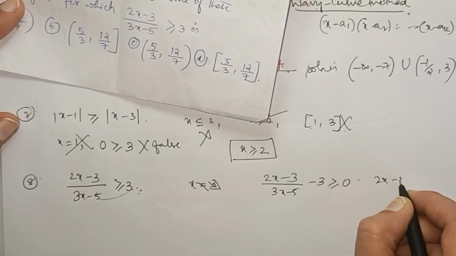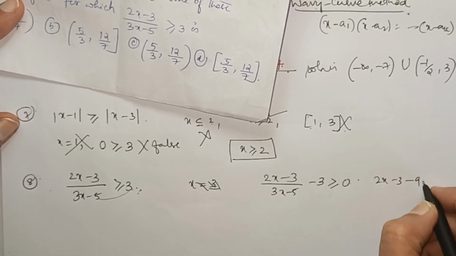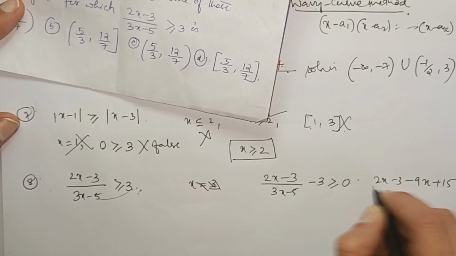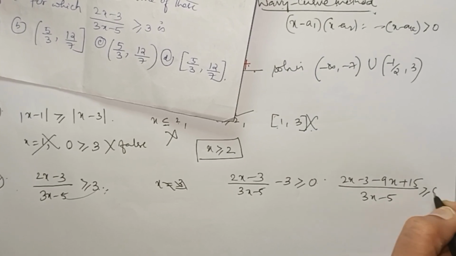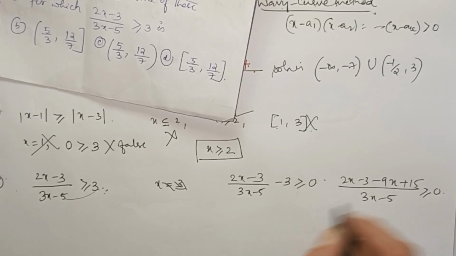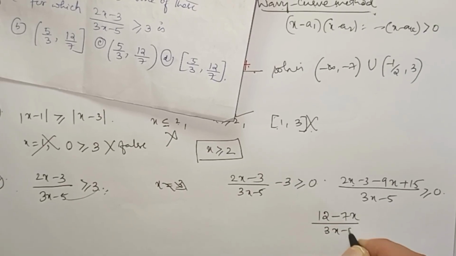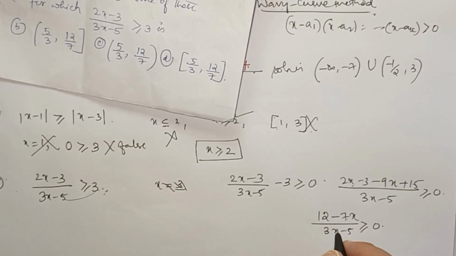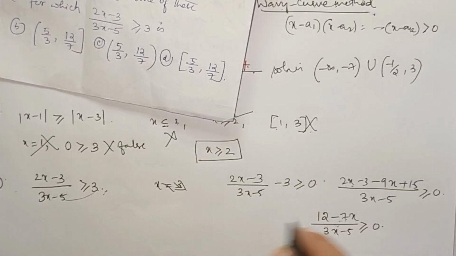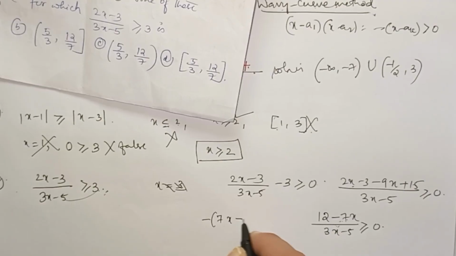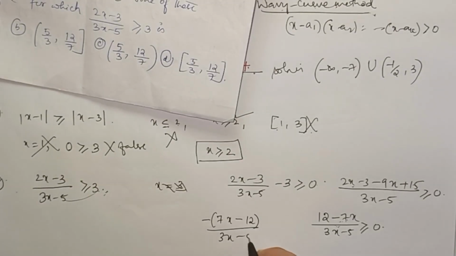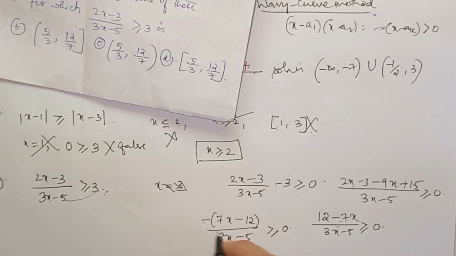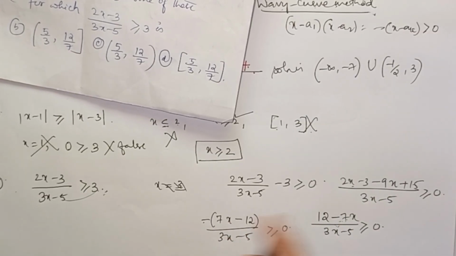So 2x minus 3 minus, taking LCM, 9x minus 15 divided by 3x minus 5 greater than or equal to 0. So you will get 12 minus 7x by 3x minus 5 greater than or equal to 0. Now, to apply the wavy curve method, x is always first. So take minus common. 7x minus 12 by 3x minus 5 is greater than or equal to 0. So to avoid this minus, multiply throughout by minus. When you multiply by a negative number, the inequality reverses.